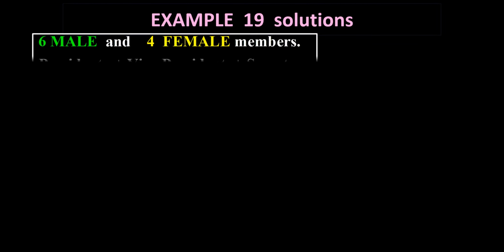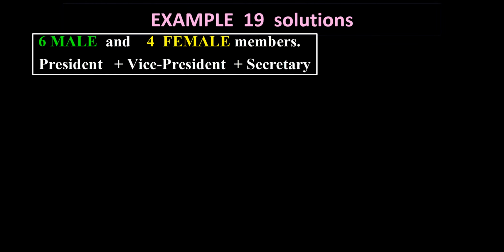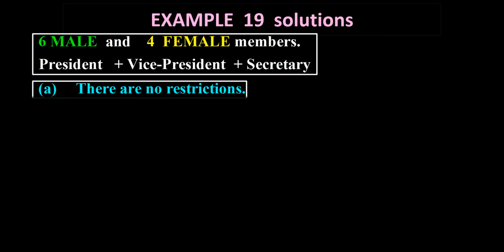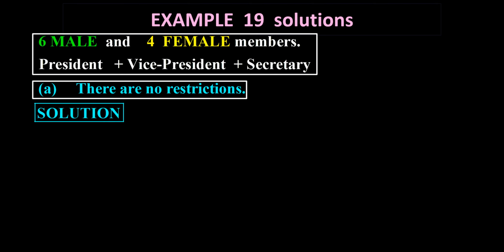Now let's look at the first question there. Remember, we have 6 male and 4 female members, and the president, then the vice president, and then a secretary must be chosen in that order. So first of all, there are no restrictions. So there are 3 things that need to be done: a president, then a vice president, and then a treasurer. How many people are there altogether? That's correct. So it can be any one of the 10.